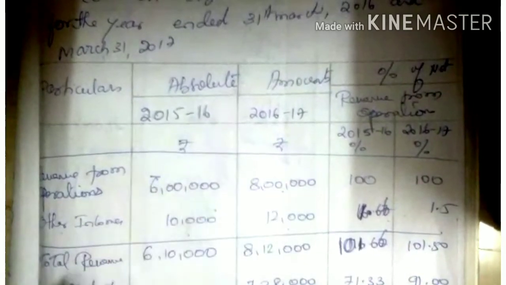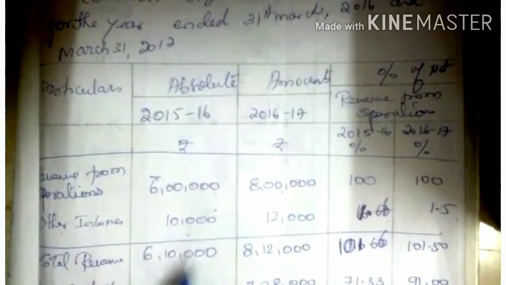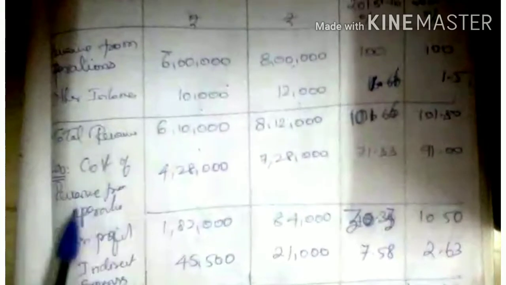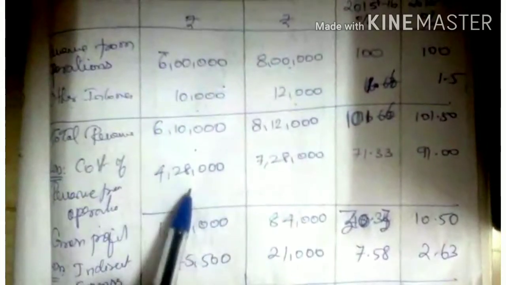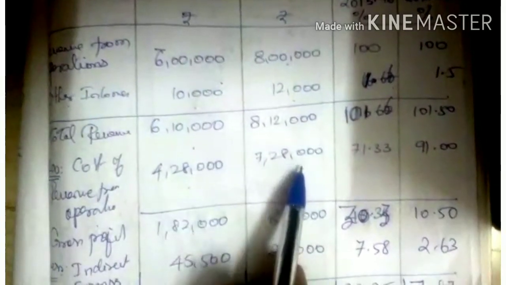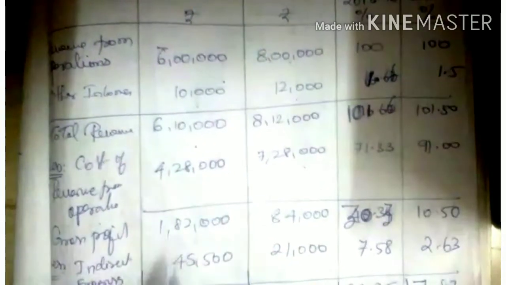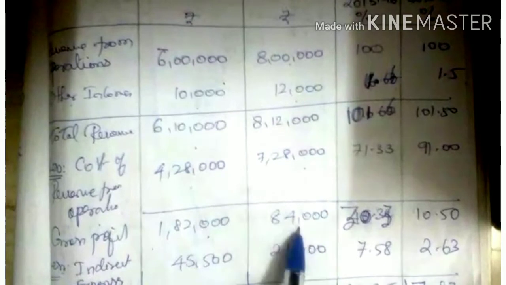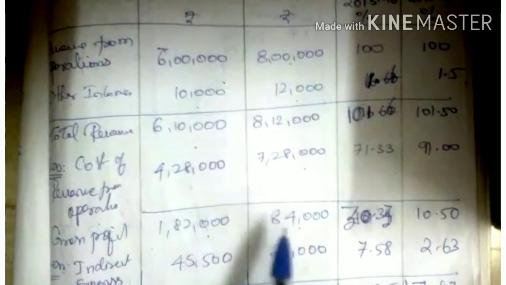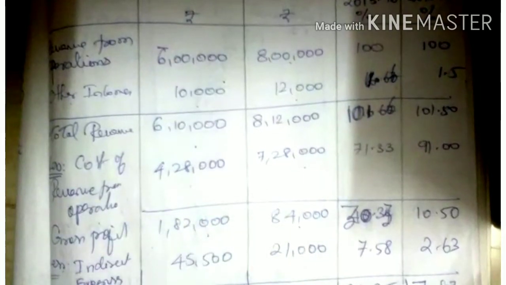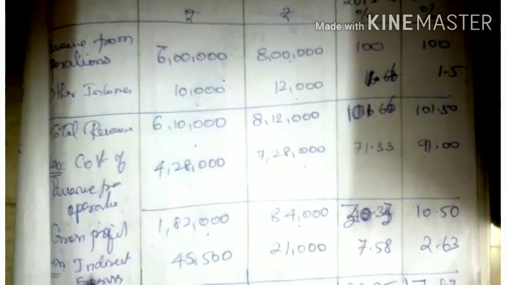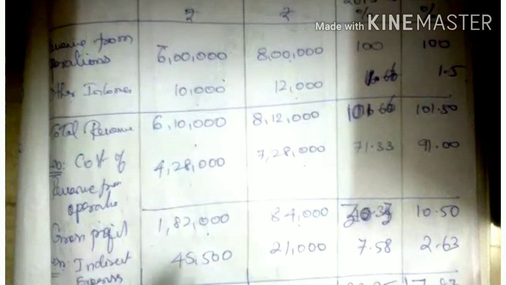When you total, the total revenue comes to 6 lakh 10,000 and 8 lakh 12,000. Then the cost of revenue operation is 4 lakh 28,000 and 7 lakh 28,000. When you deduct it from total revenue, you will get gross profit: 1,82,000 and 84,000. As per our problem, the indirect expenses are given as a percentage, 25% of our gross profit, so we are going to calculate them separately.